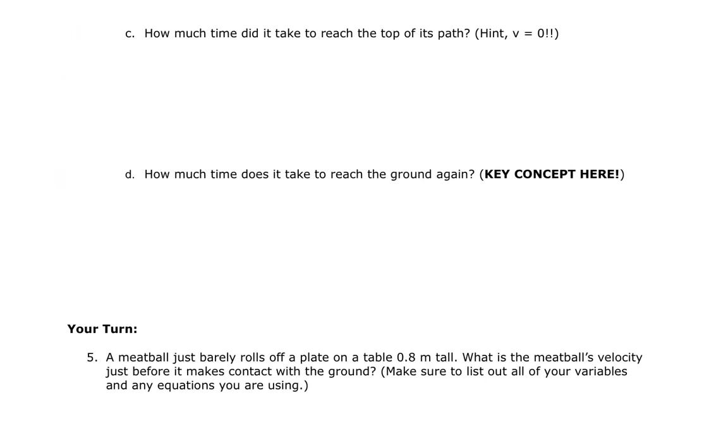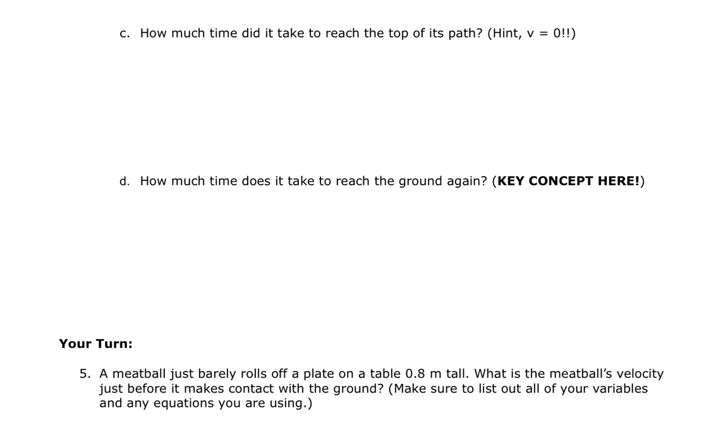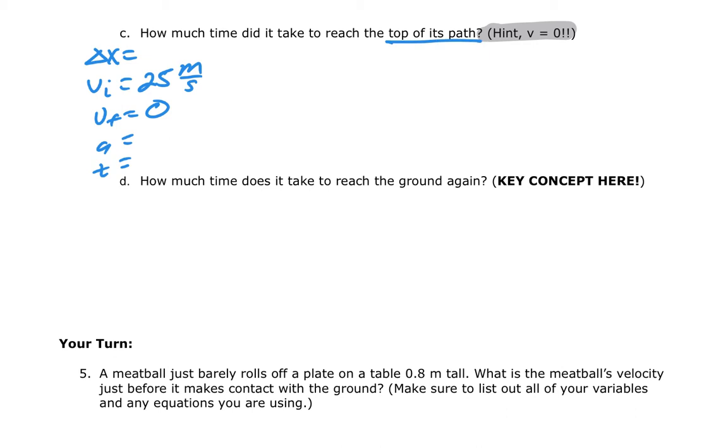Our next problem says, well, how much time did it take to reach the top of the path? Well, our big hint here is that at the top of the path, the velocity has to be 0. So now I'm going to list my variables again, delta x, vi, vf, a, and t. I know that the initial velocity is still this 25 meters per second. I know the final velocity now. It must be 0 because if it's at the top of its path, the final velocity has to be 0. And I know the acceleration must be 9.8 meters per second squared. I don't know the time, and I don't know how far up it went.